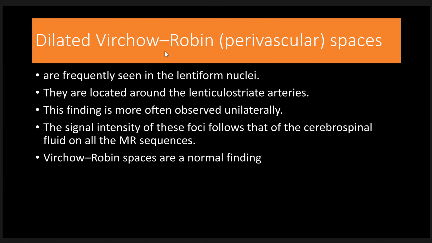The dilated Virchow-Robin or perivascular spaces are frequently seen in the lentiform nuclei. They are located around the lenticulostriate arteries, and this finding is more often observed unilaterally, and the signal intensity of these foci follows the cerebrospinal fluid in all of the MR sequences. Virchow-Robin spaces are a normal finding.